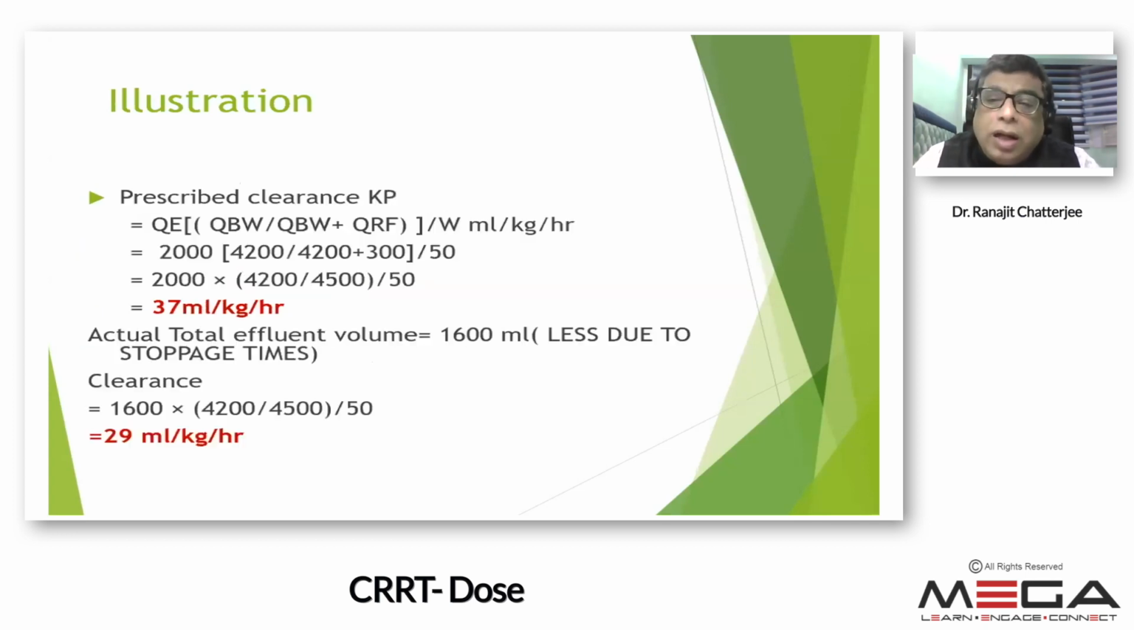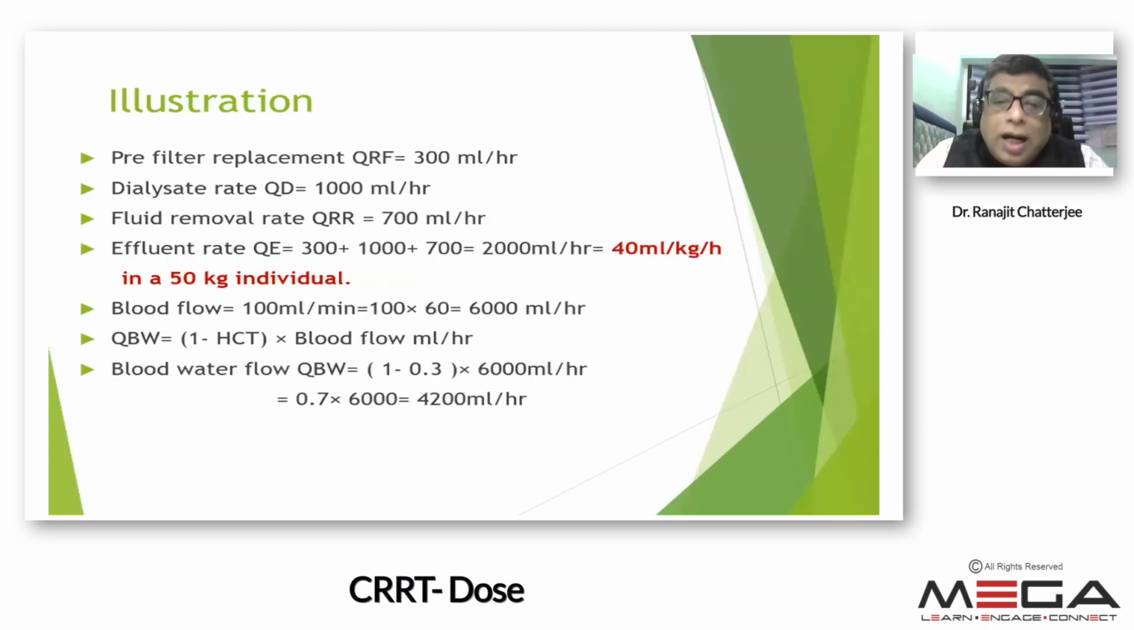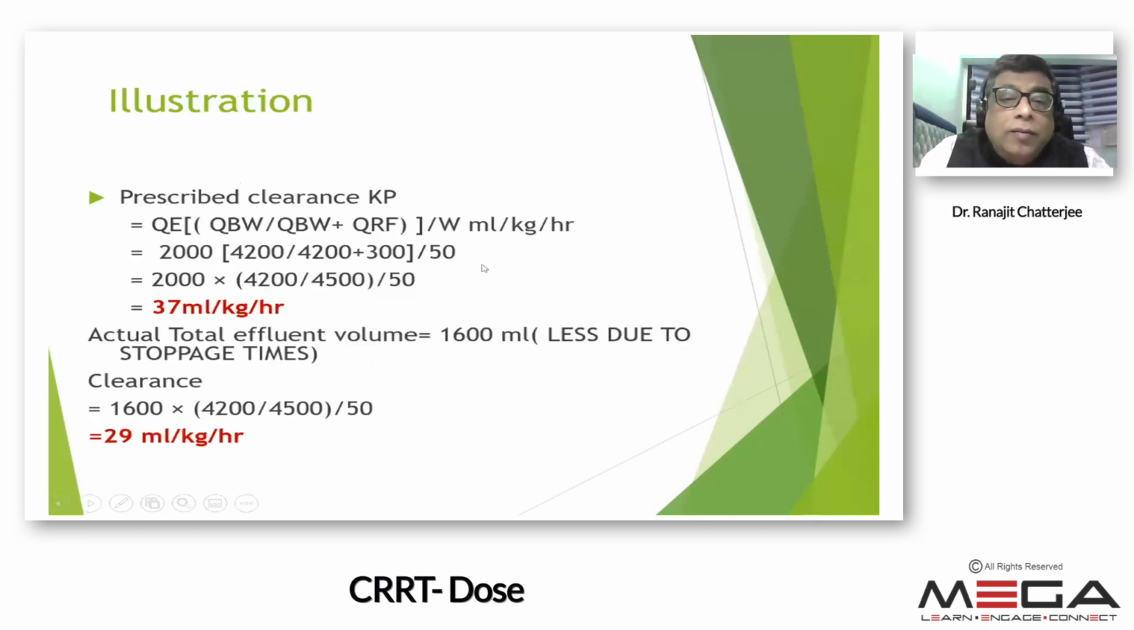So now see how the calculation changes. What is your prescribed clearance? Your total effluent, 2000 ml, multiplied by the blood water flow, 4200 that you have calculated, divided by 4200 plus the 300 ml of pre-filter with which you have diluted it. So it becomes 4200 plus 300, that is 4500, divided by the weight of the patient, 50. So you started at 40 ml per kg per hour. Due to the pre-filter addition of 300 ml, the calculation becomes 37 ml per kg per hour.